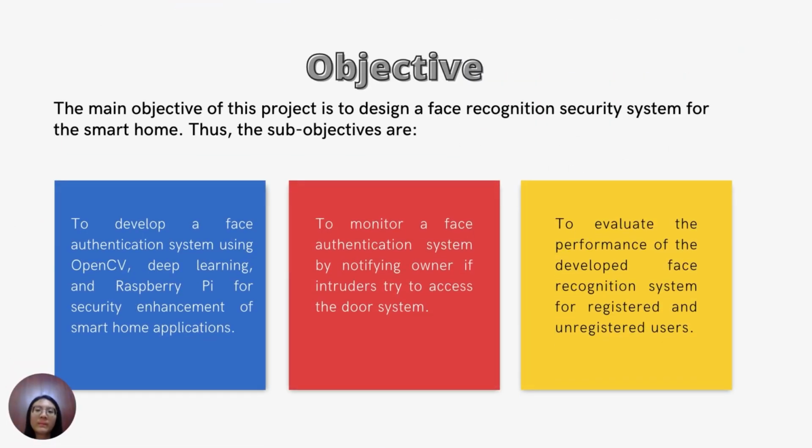For the objective, my project is to design a face recognition security system for the smart home. There are some sub-objectives. The first one is to develop a face authentication system using OpenCV, deep learning, and Raspberry Pi for security enhancement of smart home applications. The second one is to monitor the face authentication system by notifying the owner if intruders try to access the door system. The third one is to evaluate the performance of the developed face recognition system for registered and unregistered users.